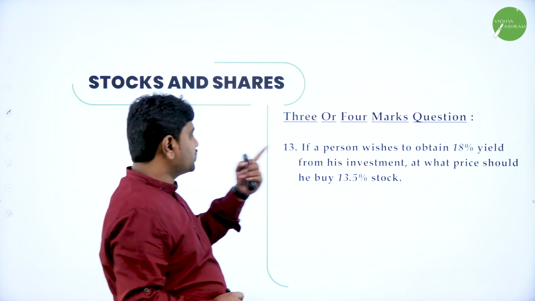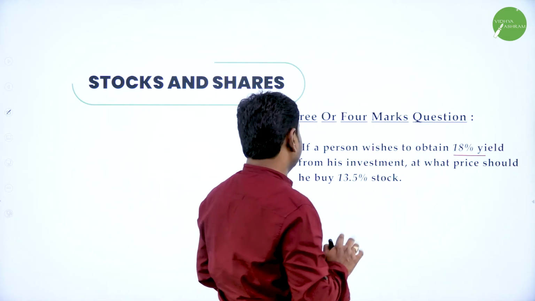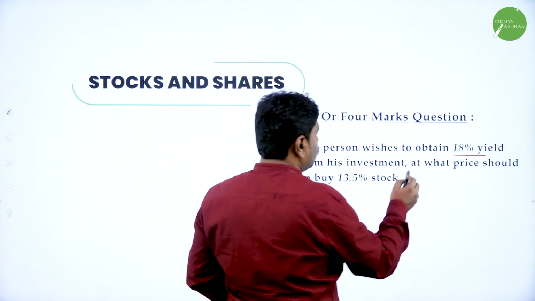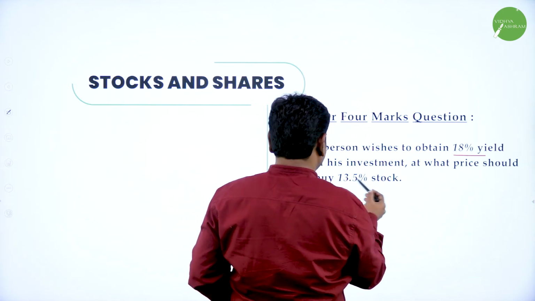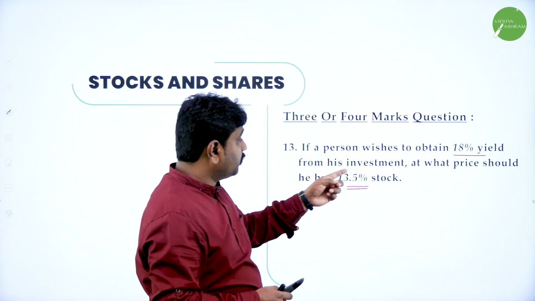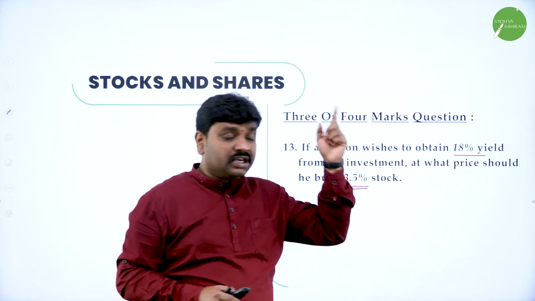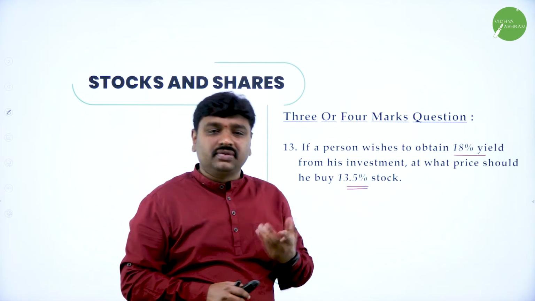Next, if a person wishes to obtain 18% yield, he wants 18% yield from his investment, what price should he buy the 13.5% stock? So what price he should buy means what is his investment, or what price he should buy means what is the market value they are asking you.